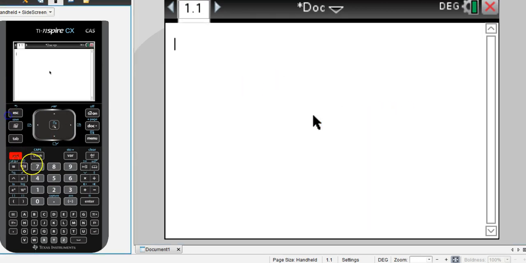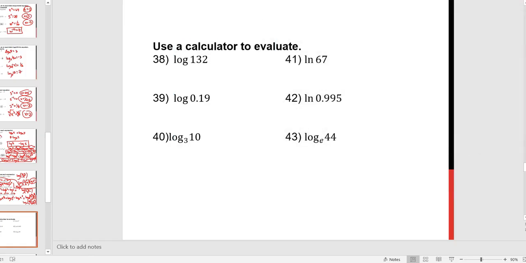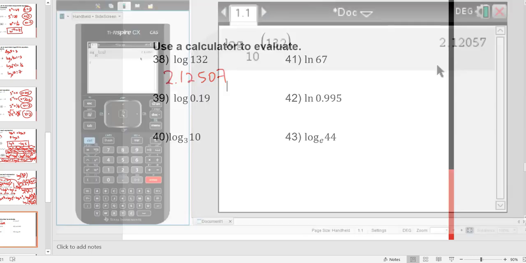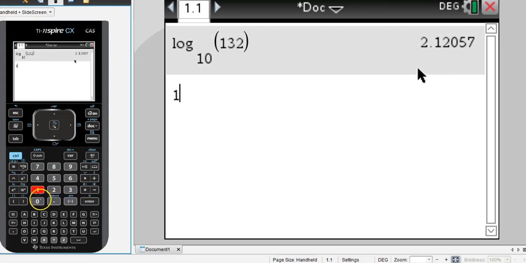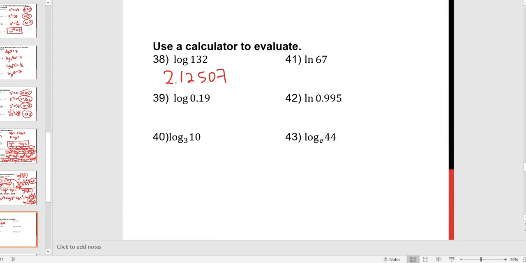Calculator, log of 132, and there's my decimal, so 2.12057. And we can check that because our base is 10. So 10 to the 2.12 should equal 132. 10 raised to the answer should be 132. So just encouraging you, you can check these as you go.